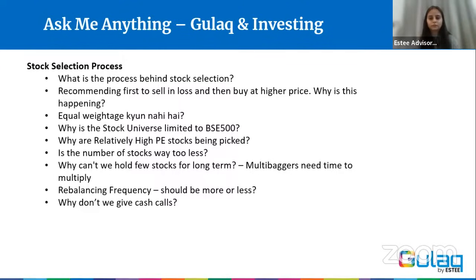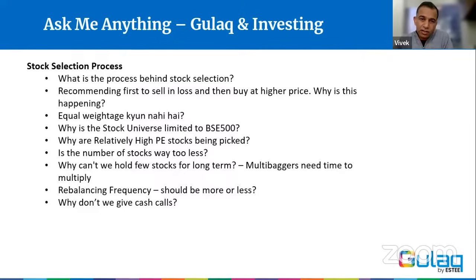So what could happen is, let's say, relatively high PE. One of the questions was why we are picking relatively high PE stocks. That is happening because our models are saying that momentum is a factor that is working currently and is likely to work in the near future. And because these high PE stocks typically have higher momentum also, we would pick these higher PE stocks.